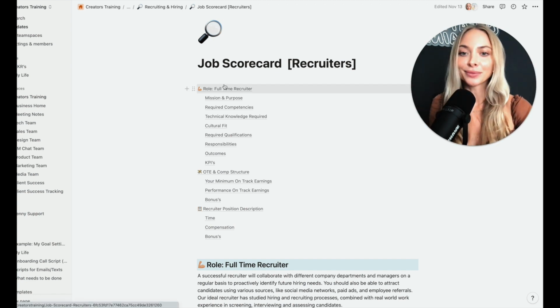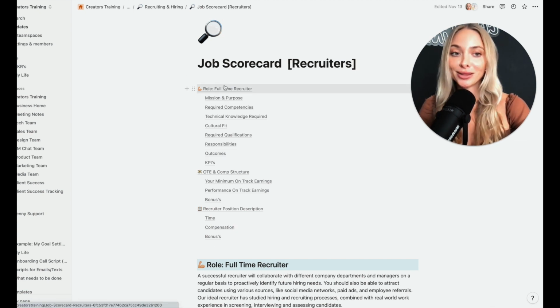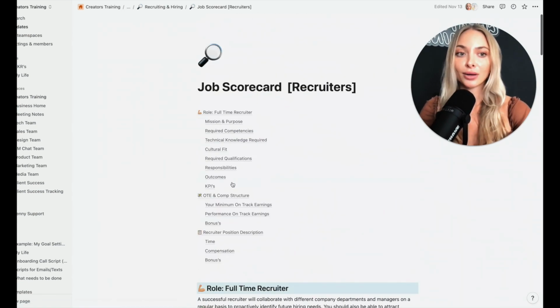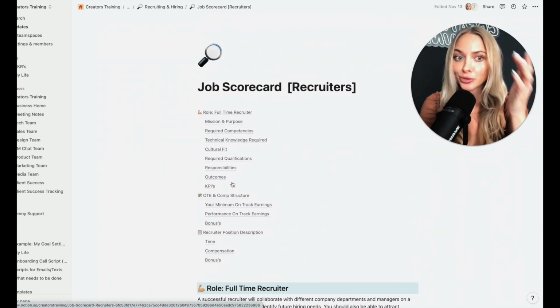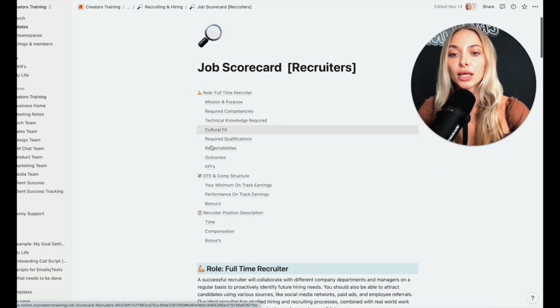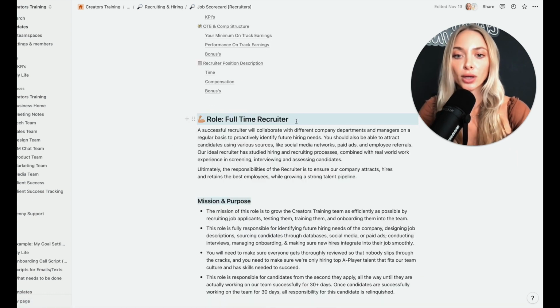We're going to create a little menu from top to bottom that people can click on when they receive this, because it's going to be such a pain to just scroll down if they are in a higher level role, like it's a pretty long job scorecard. This one is pretty short. That's why I'm choosing this for you guys. So the first thing we want to do is talk about the role in itself. You want to outline what the role is.